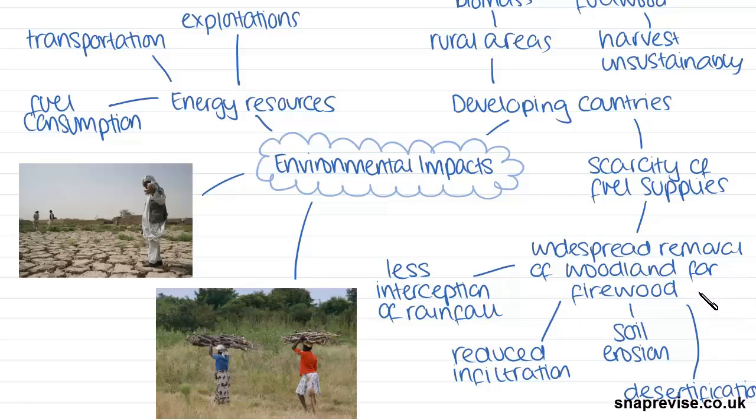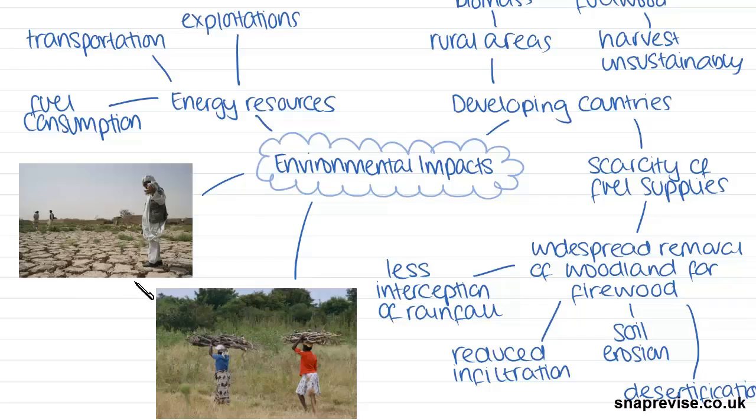Because the removal of woodland for firewood means that there is less interception of rainfall because there's less trees to trap rainwater. This means that there's faster runoff when it does rain, and reduced infiltration as well, because the ground becomes drier, so it can't absorb as much moisture, which then means that other plants can't absorb as much water from the soil.